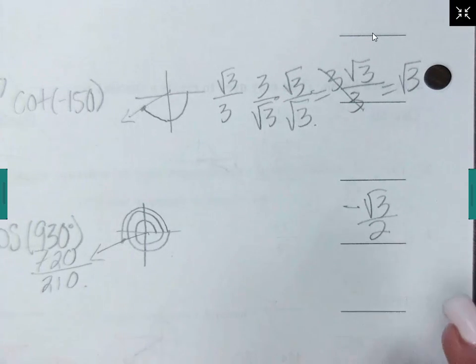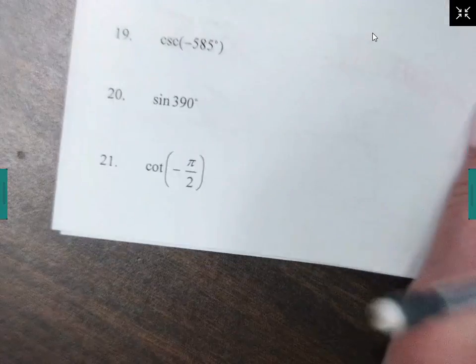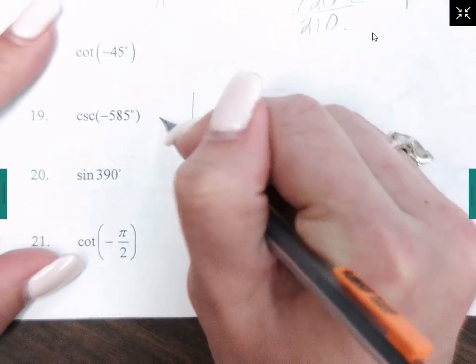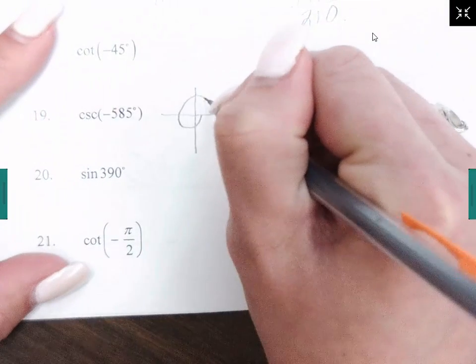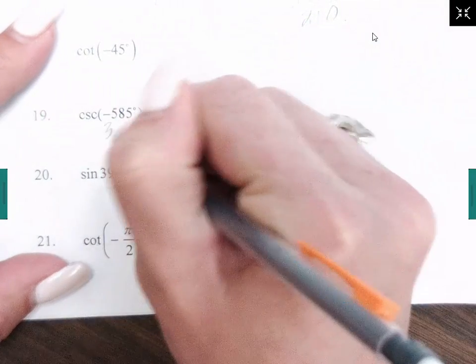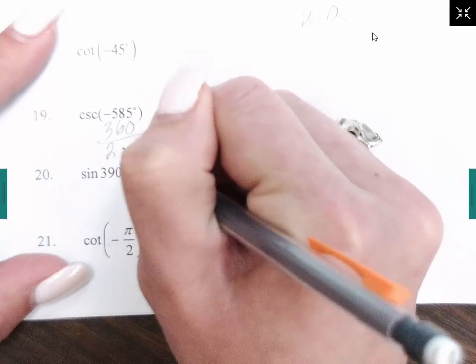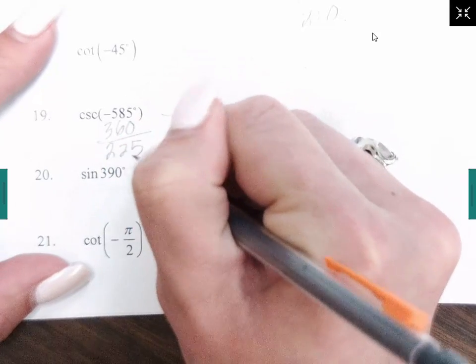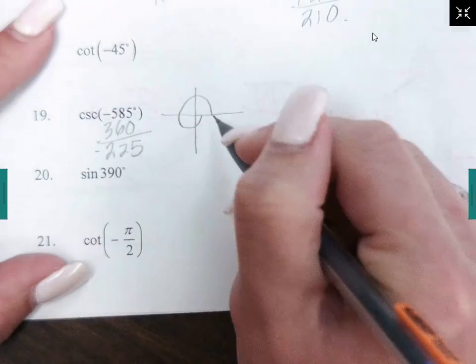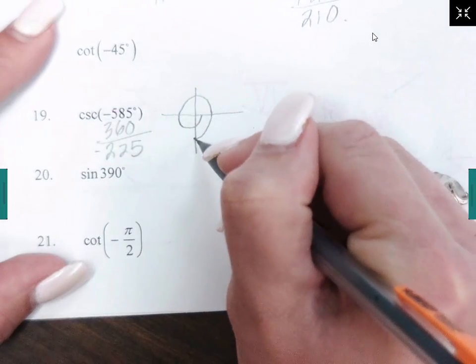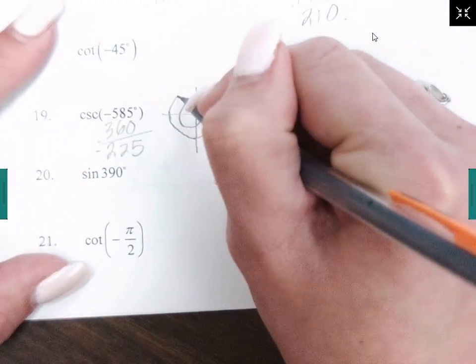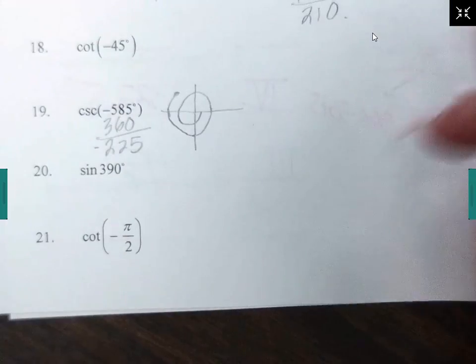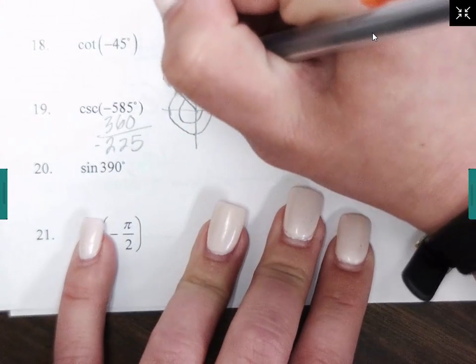All right, let's go to 19. On 19, it says negative 585. Remember, negative, we're going the opposite way. So we'll go around 360 degrees, correct? So that leaves us with 225 degrees. So then we go 90, right? 180, and then we'd go 45 more, correct, to get to 225? So we end up here.